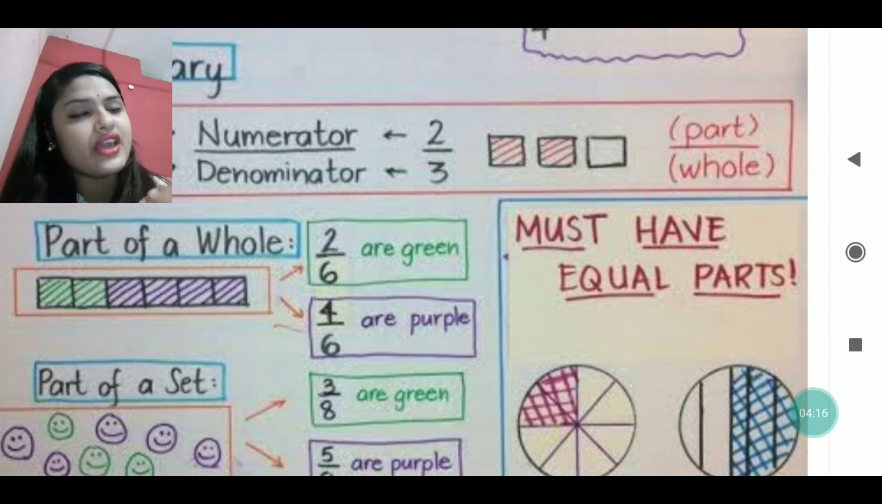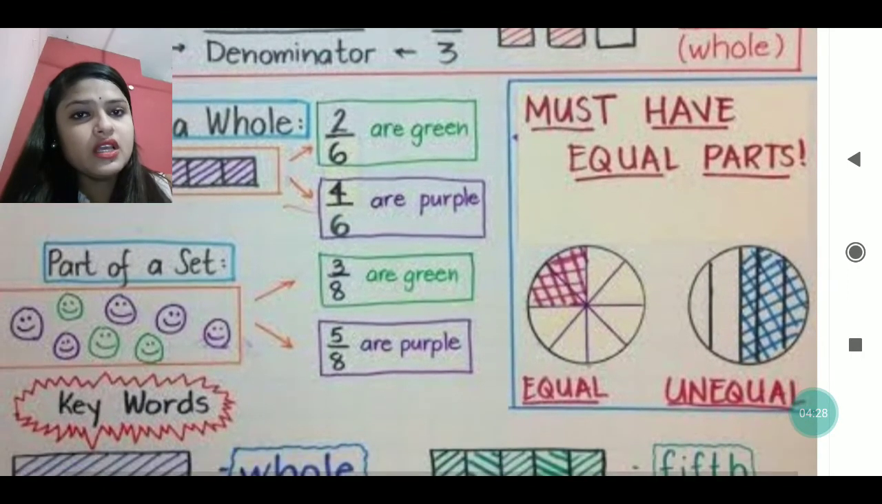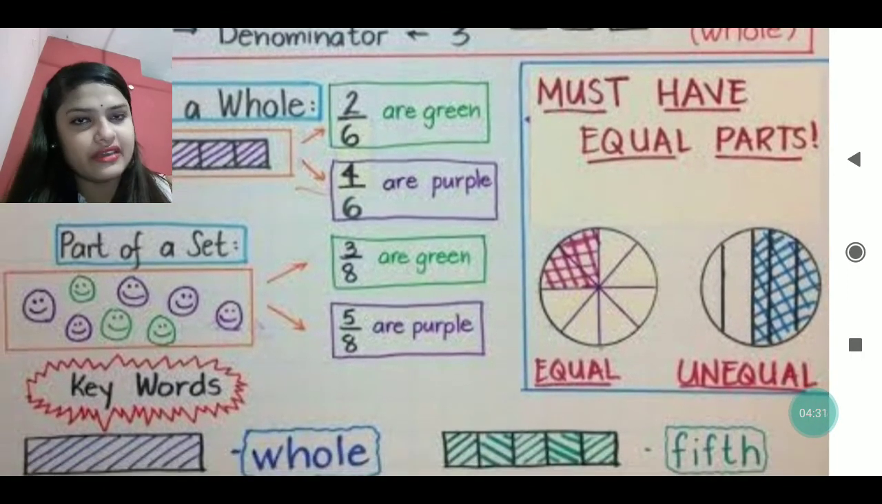In the same way, how many total parts are there? Six total parts are there. How many purple parts are there which are shaded purple? Four. So that we will write upside. In the same way, the next one. Here you can see that some smileys are given, isn't it?